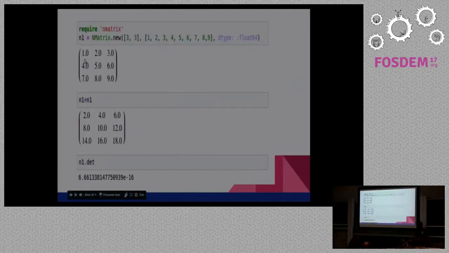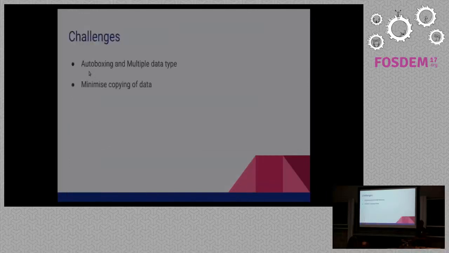So here in this slide I show you that when I created a matrix n1 and I just add them, n1 plus n1, you get this matrix. For example, 1 plus 1 gets 2, 2 plus 2 gets 4. Next, what were the challenges that were faced? First is autoboxing and handling multiple data types. Second is minimizing the copying of data.